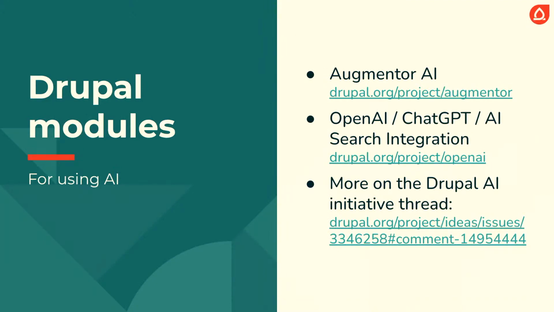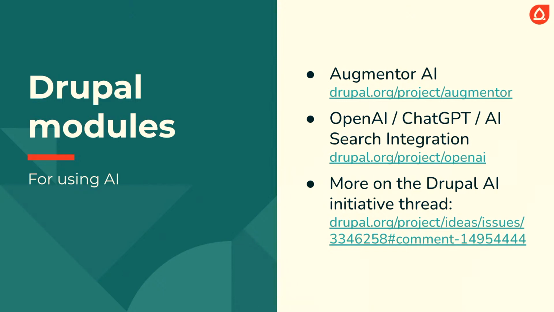Then, of course, we already have Drupal modules that are implementing different AI functionality. One that I recently found out about was the Augmentor. So far, I feel like it is a bit more abstract than, for example, the OpenAI module, which is really straight to the point and doesn't allow for much in terms of modifications and extensions. So I really like this Augmentor AI module that you can use.